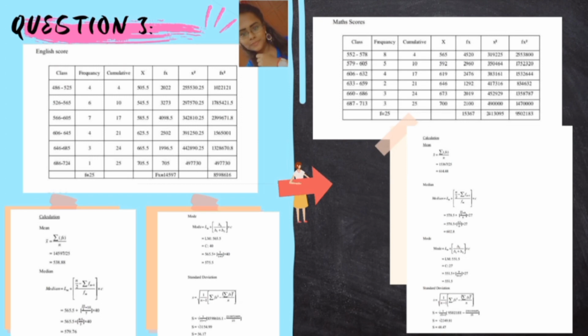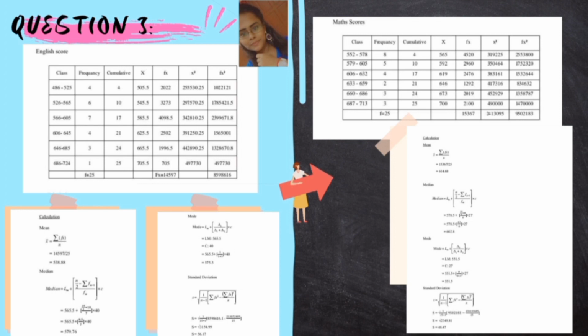Question 3 is about calculating the value of mean, mode, median and standard deviation for English and Math score. Firstly, mean is about the sum of data entries divided by the number of entry. In order to calculate mean for group data, the formula will be total fx value divided with n.